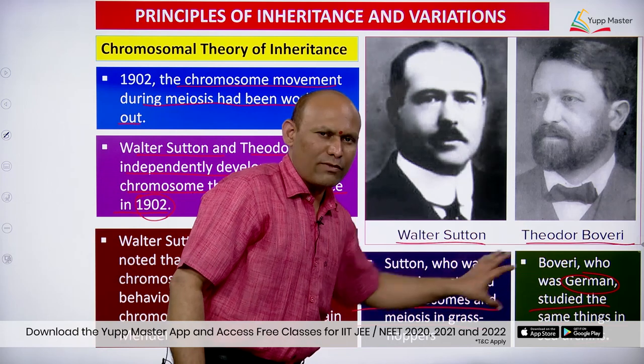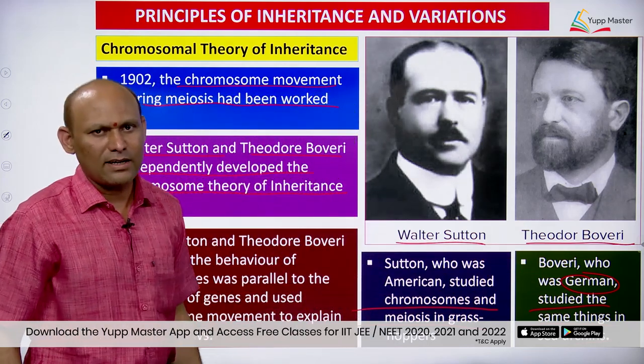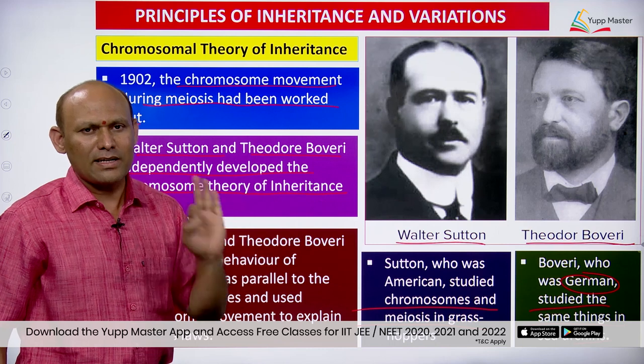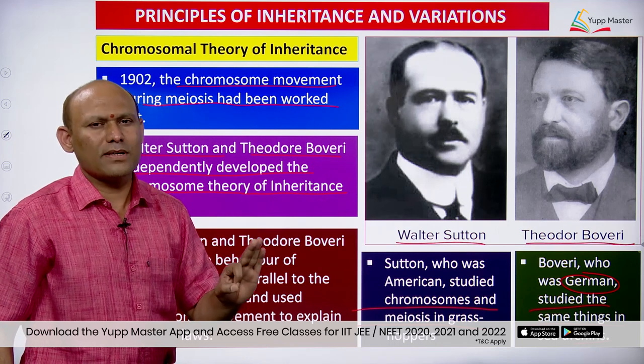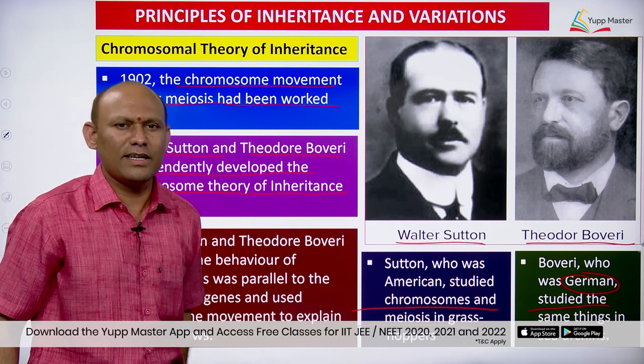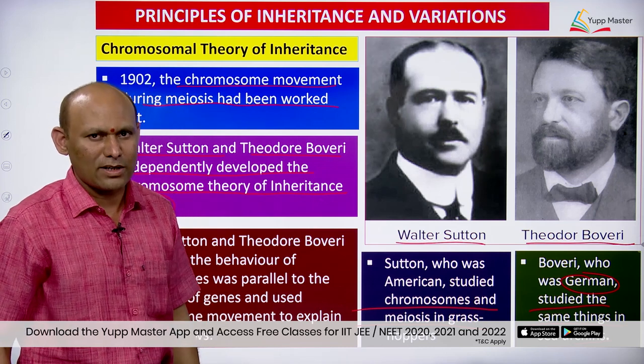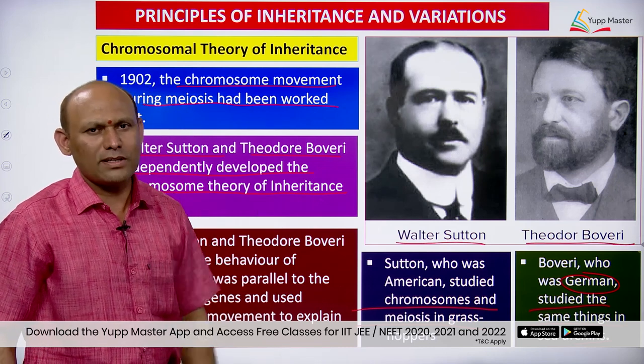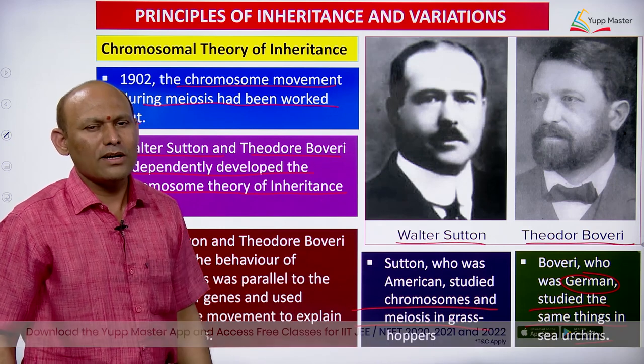Both of them independently said that chromosomes are the vehicles of heredity, dear students. Vehicles of heredity, you need to understand. And they have also noticed, both of them have noticed that what?